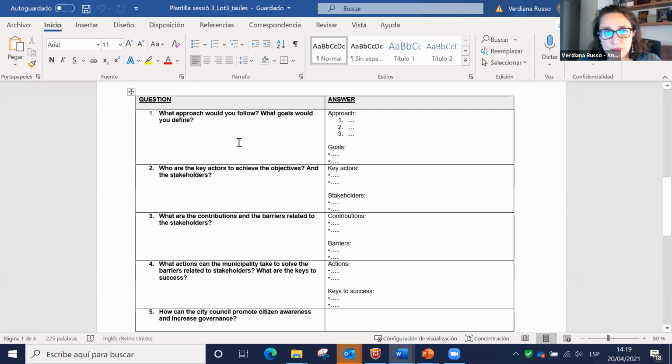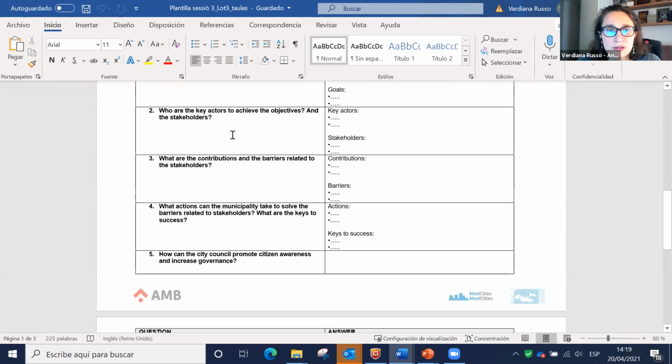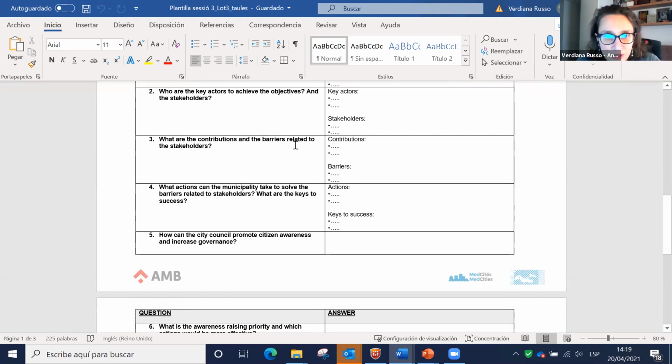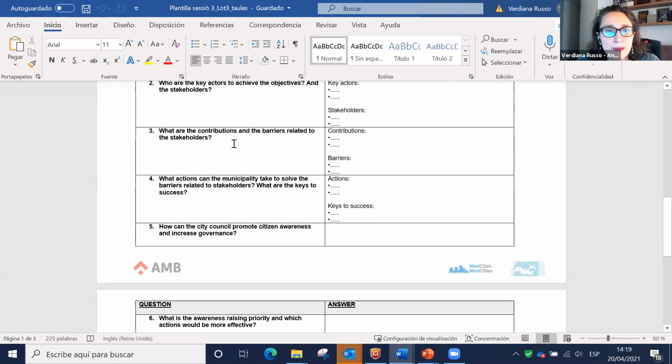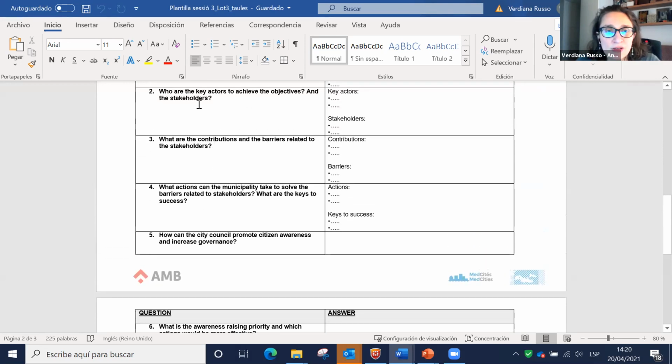These questions are, for example, what approach would you follow for implementing the action? What goals would you define? Who are the key actors and the stakeholders? What are the contributions and the barriers related to the stakeholders? What action can the municipality take to solve the barriers related to stakeholders? You are seeing that a lot of questions relate to aspects that we have already discussed in session 2, for example, or also session 1.